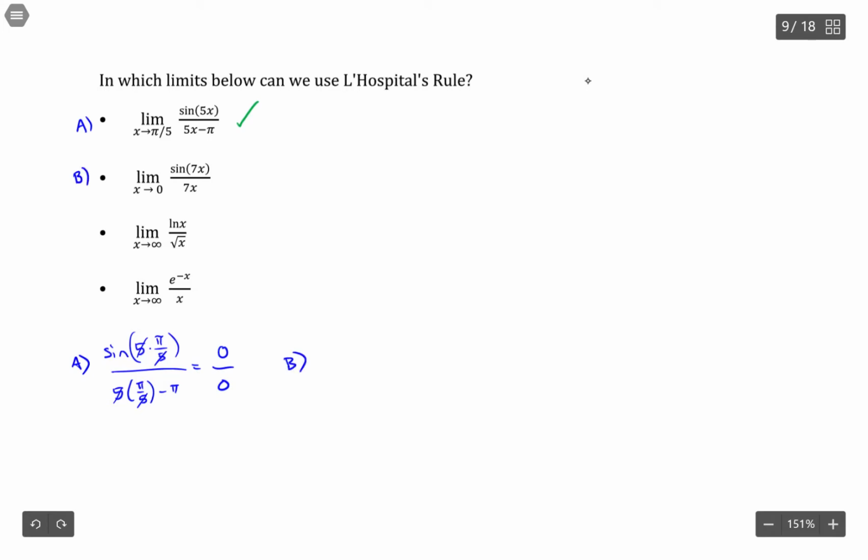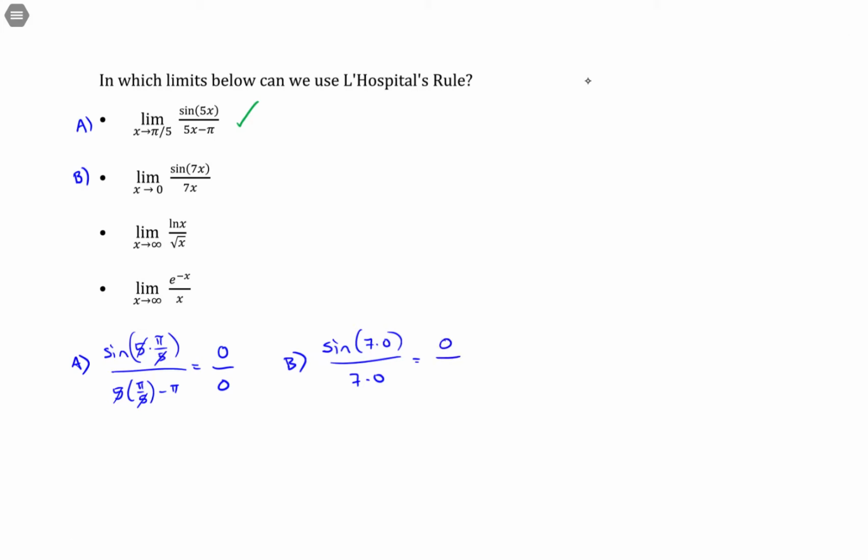We'll see what happens here. When I plug in the limit value of 0, it's sine of 7 times 0 over 7 times 0. Well, 7 times 0 is just 0, and sine of 0 is 0. Again, you should know how to come up with that. 7 times 0 is 0, so this is an indeterminate form that we can apply L'Hopital's rule to. All right, moving down the line here, now we have the next one.